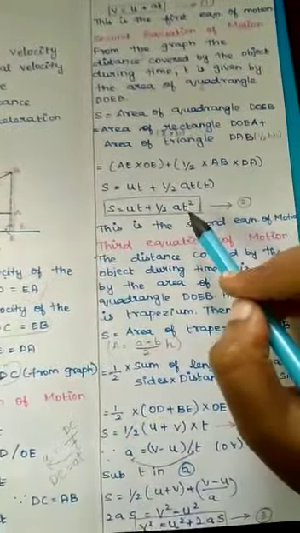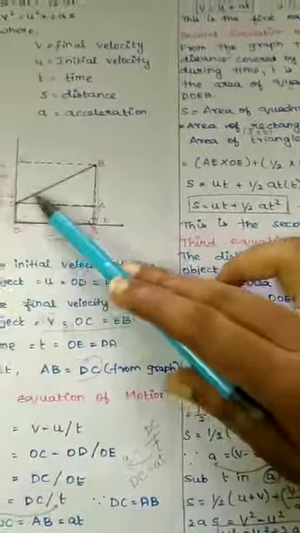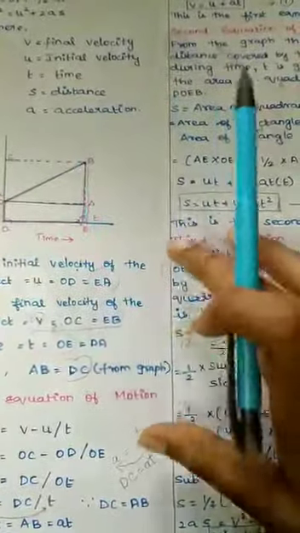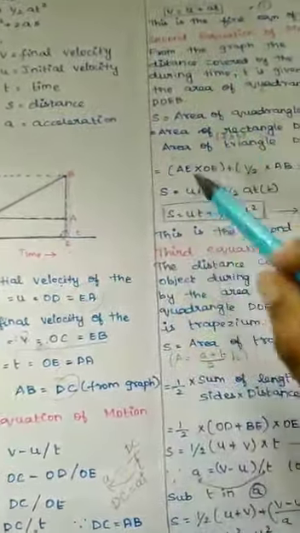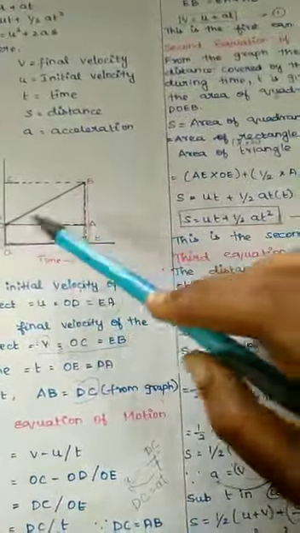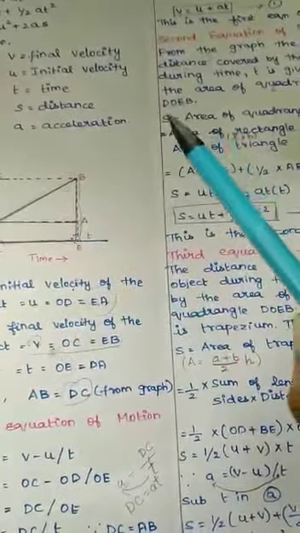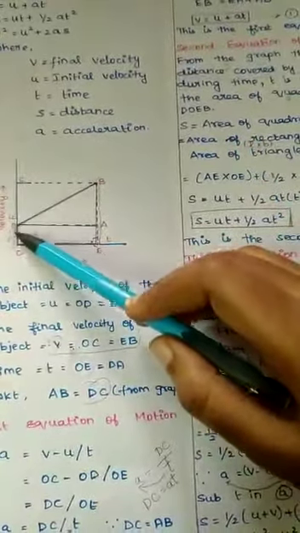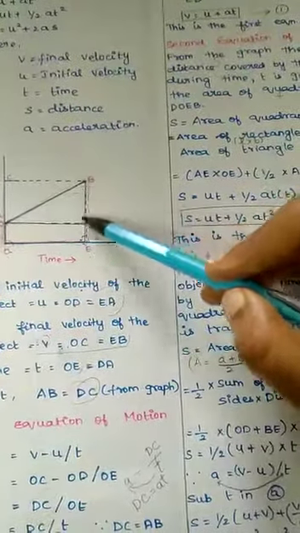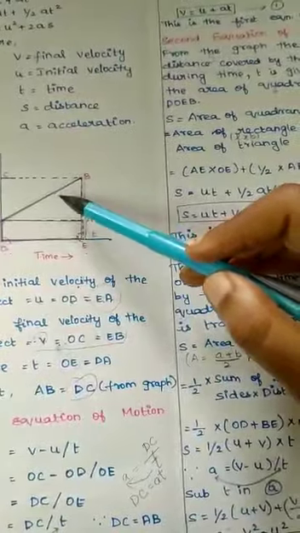Okay, now we are moving on to the third equation. We are going to consider the same quadrangle as a trapezium. Now we are not going to split it up into rectangle and triangle. Here we are going to consider DOEB as a whole as a trapezium. The formula of trapezium is half into the sum of the length of the parallel sides. Sum means addition.